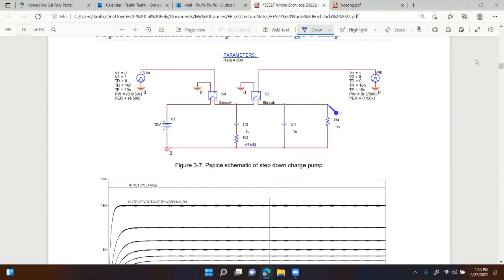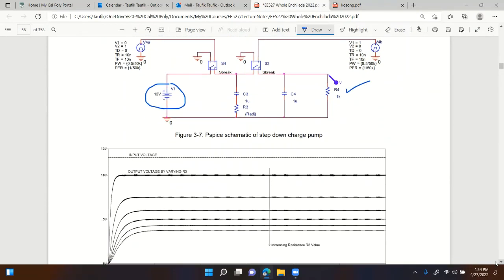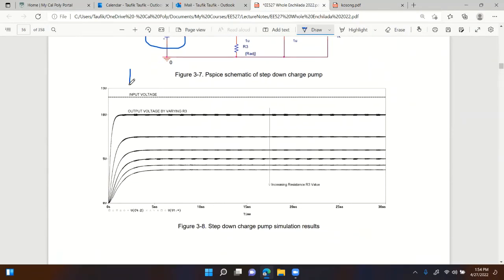All right, and then I just simulated this. I don't have the design equations for those, but I simulated this just to demonstrate that it is indeed a step down. Input is 12 right there, and output is right here. Here's the input voltage, and I can get different output voltages by varying R3. It looks like I get less and less output voltage by increasing resistance.